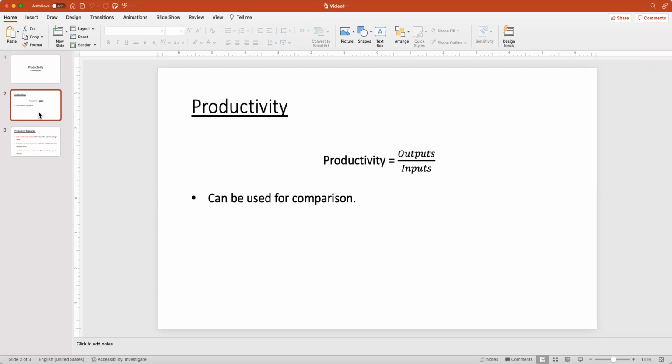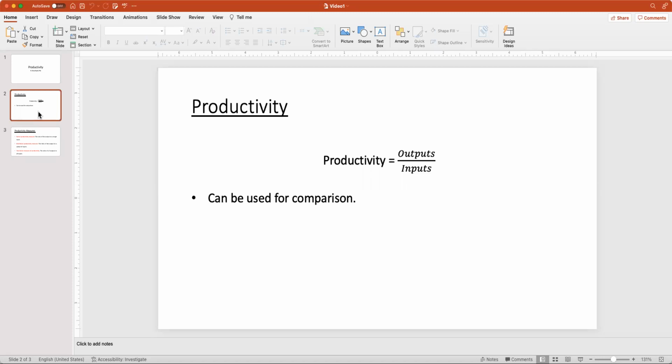So to define productivity, simply we can say that it's the ratio of output to inputs. We may have a single input, or we may have a set of inputs in this analysis, or we may have maybe a specific type of outputs, or we may have all of the outputs.